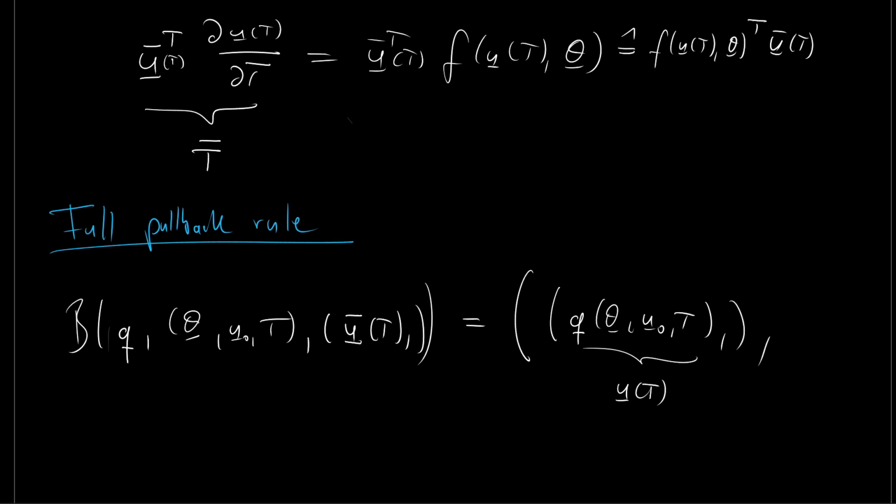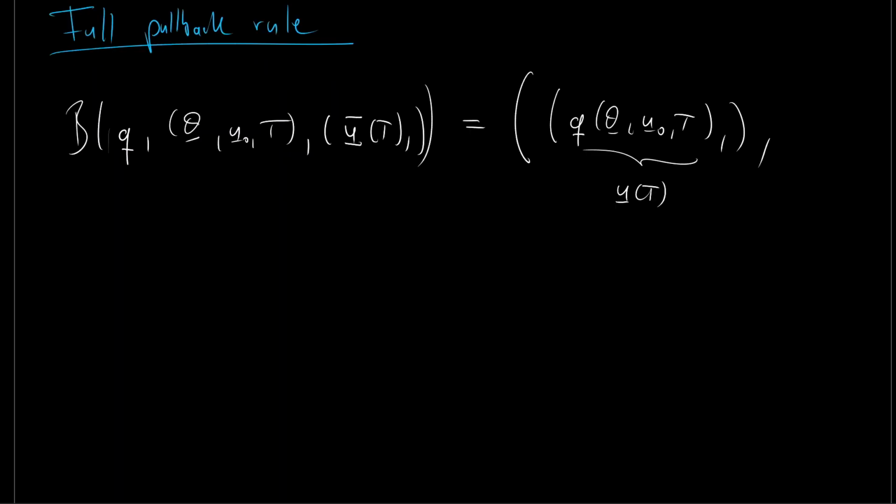And then it will give us cotangents on all the inputs. So it will give us a cotangent on the parameter vector. And recall that one was given as the inner product of the Jacobian of the original right-hand side with respect to theta and the adjoint variable lambda. So this will be our theta bar.